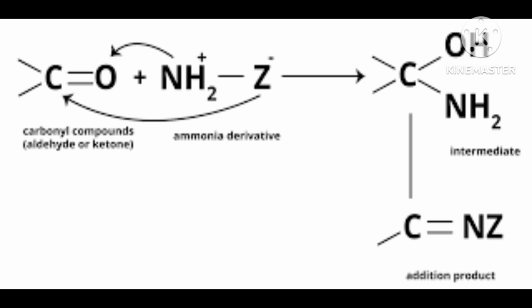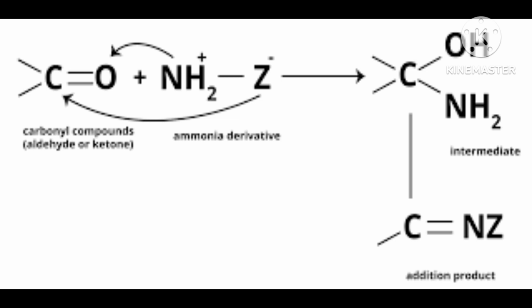Now I am telling you these things. Next reaction, that is the addition of ammonia and its derivatives. This reaction is also easy, because NH3 is there, three H are there, NH3, and on N a lone pair of electrons is also there. One lone pair of electrons is there on nitrogen, don't forget.